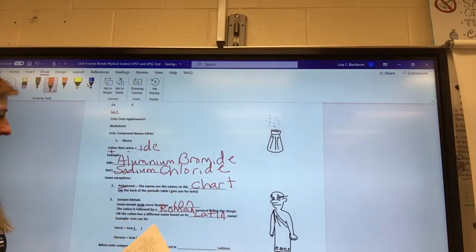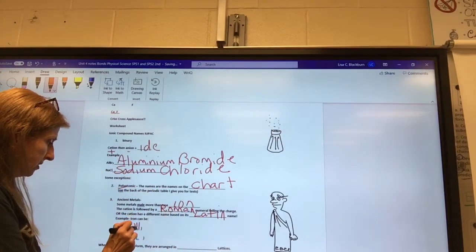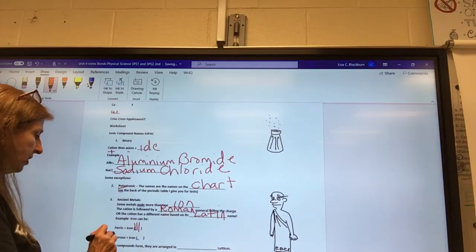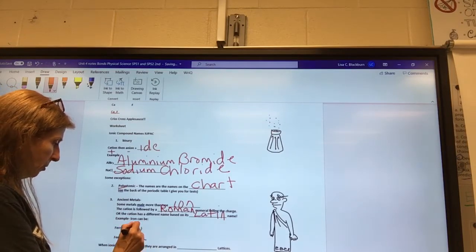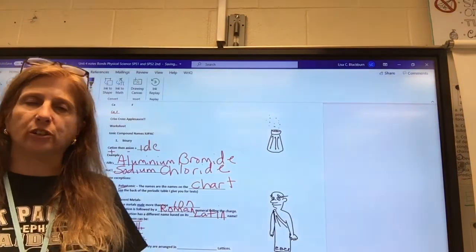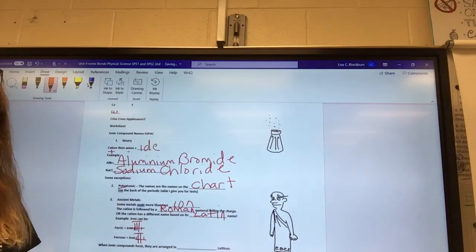Okay, so here's an example. Ferric is iron 3. So if you see ferric, that's iron that makes a +3 charge. Ferrous is iron 2. See my Roman numerals? Ferrous is iron that can make a +2 charge. Okay. Now then, so I just wanted you to know what that was.